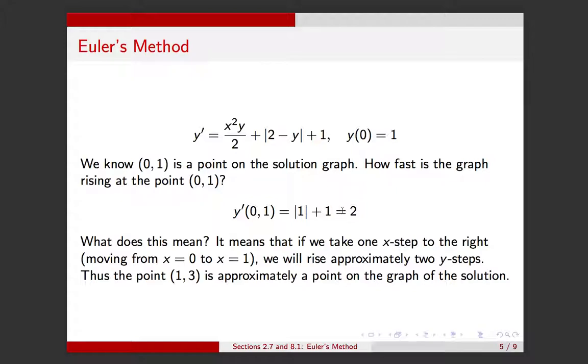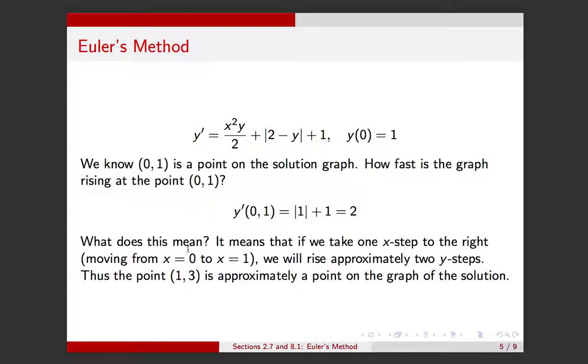What does that mean? That means that the graph is rising from the point (0, 1), and it's rising at a rate of 2. In particular, what that means is that if you want to take a single x step to the right, like going from x equals 0, where I currently am, to x equals 1, the graph itself will rise approximately 2 y steps. That's what this number 2 is saying. So if I started at the point (0, 1), then when I take one step to the right, so that now I'm at x value 1, I'm going to take 2 steps up in the y direction, approximately, right?